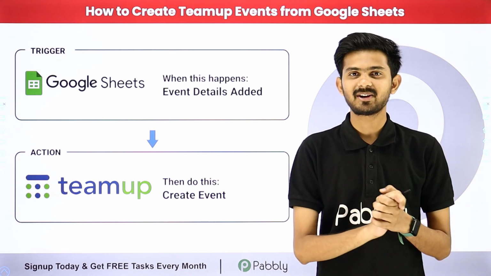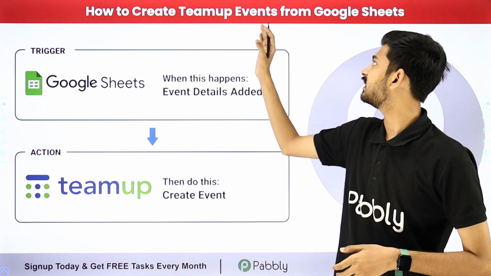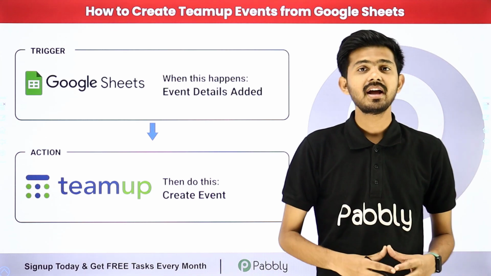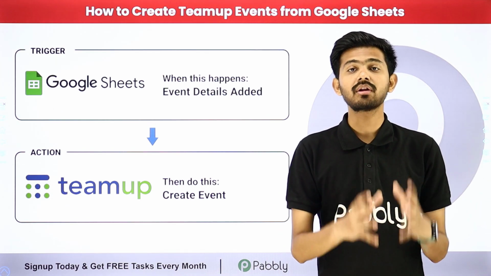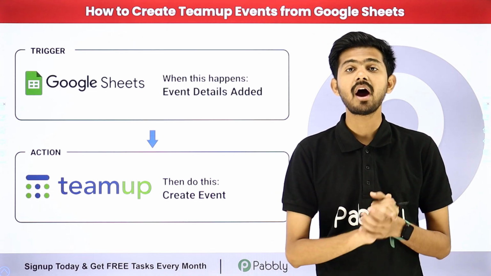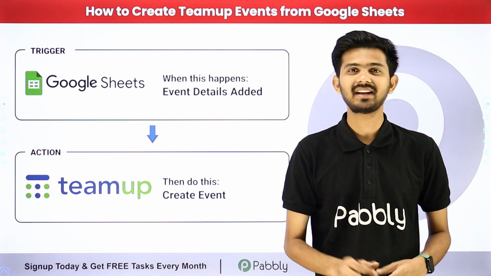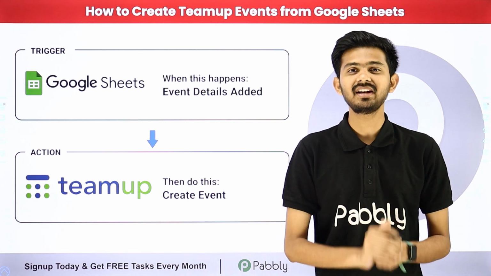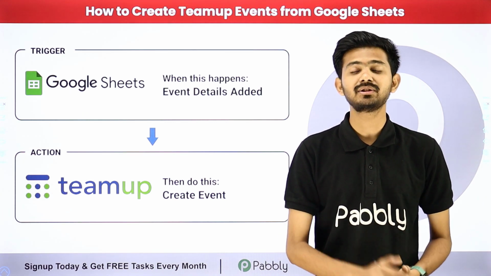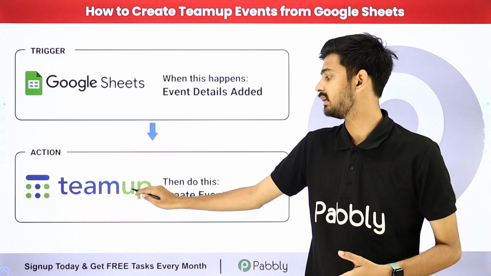Hello everyone, today our topic is how to create Teamup events from Google Sheets. In my Google Sheet, I'm going to keep records of all my upcoming events, and whenever I add new details of an event in my Google Sheet, I'm going to automatically capture the details of that event and use them to create a new event automatically in Teamup.